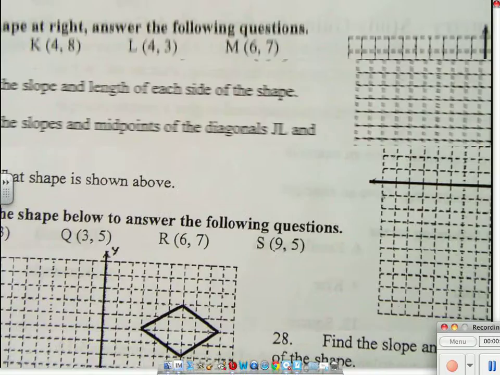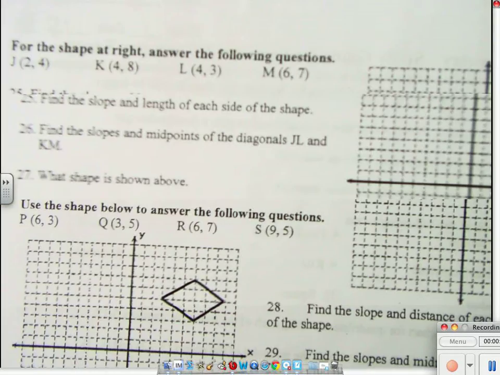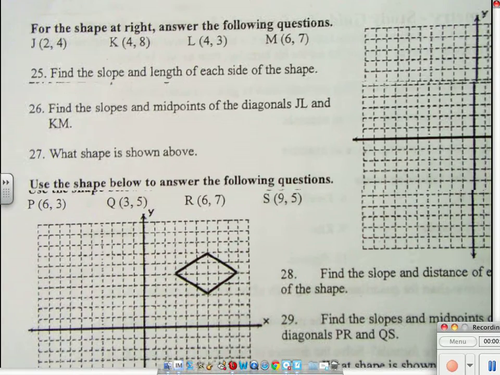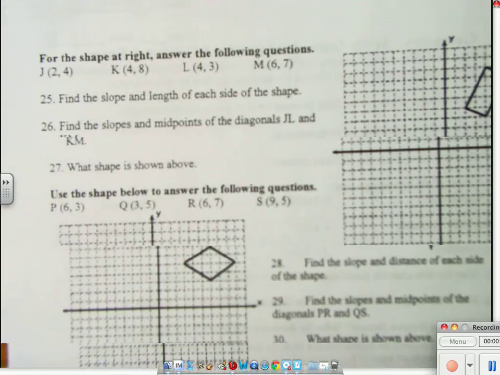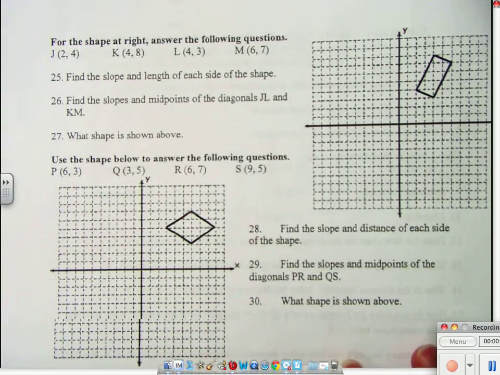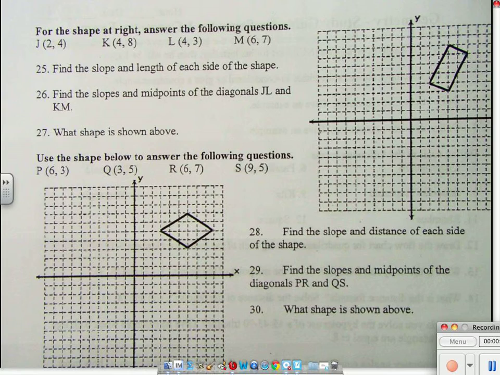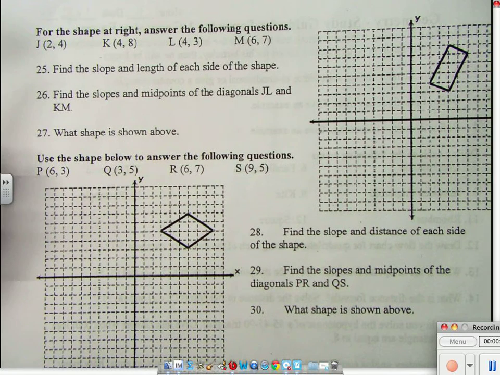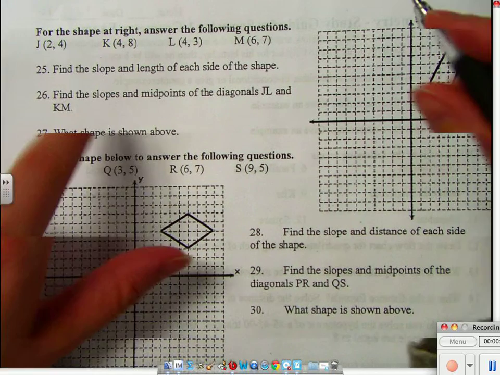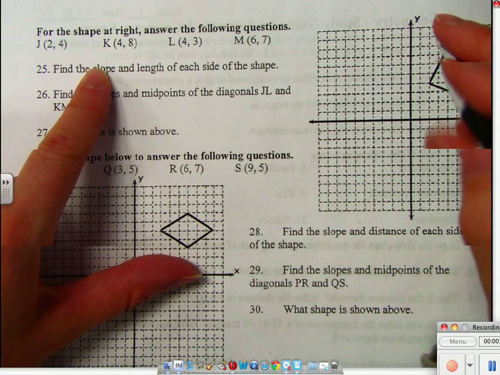Okay, so we are looking at these problems right here. We spent a lot of time on them. We had a bunch of packets that we did for these. Okay, so 25 asked you to find the slopes and the lengths. So first I'm going to label these on my shape.